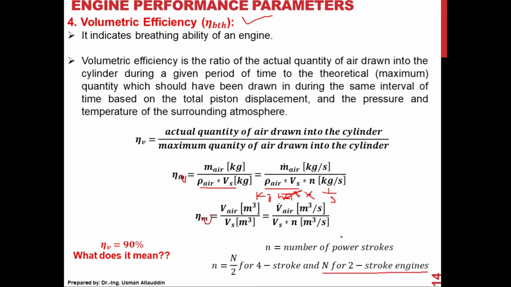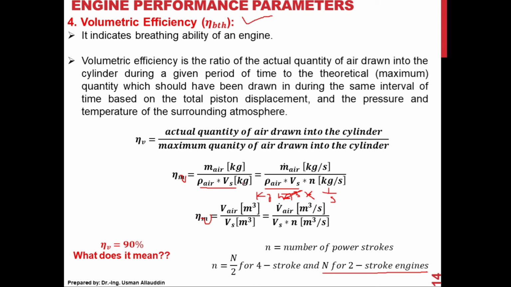So this thing we have already discussed, that in 4-stroke engines you get a power stroke on every second revolution of the shaft. That is why n is equal to N upon 2. And in a 2-stroke engine you get a power stroke on each revolution of the shaft. That is why n is equal to capital N.